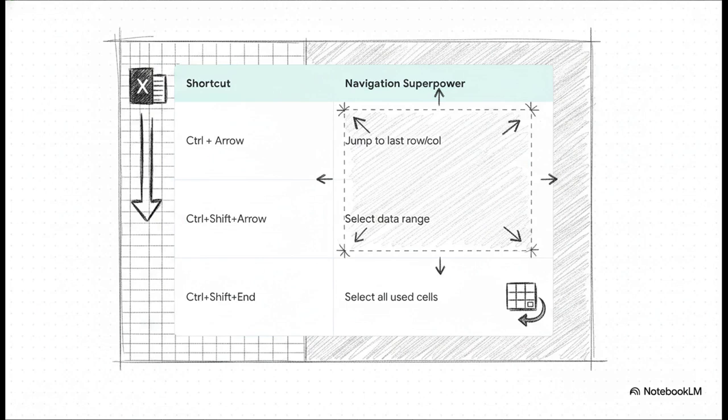Just combine Control and Shift with your arrow keys, and you select the entire data range in that direction. And the ultimate superpower here is Ctrl Shift End. From your very first cell, hitting this instantly selects every single used cell right down to the bottom corner, priming it perfectly for something like a pivot table.